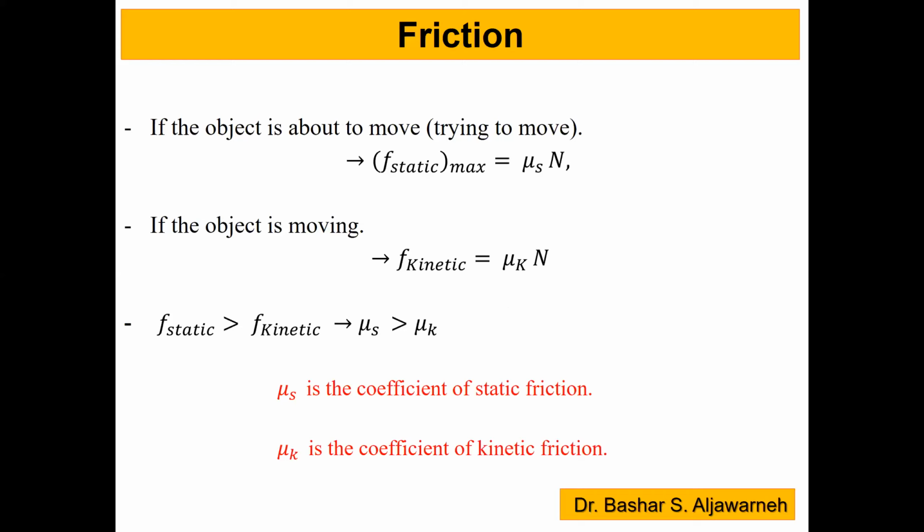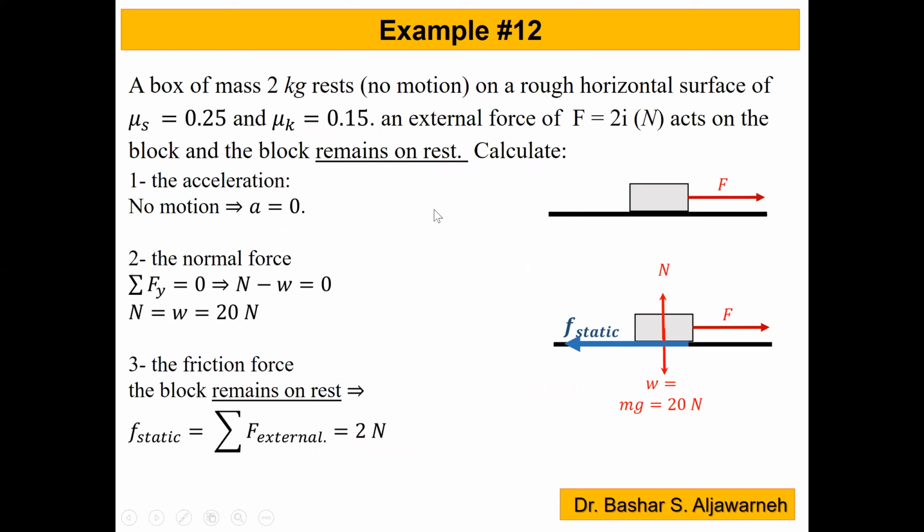So in friction force, we have three scenarios. The first one, if the object stays at rest, I have static friction force. If the object is about to move or trying to move, I have the maximum value of the static friction force. And if the object is moving, that means I have kinetic friction force. And be careful, mu s is greater than mu k. So let me start with the following example.